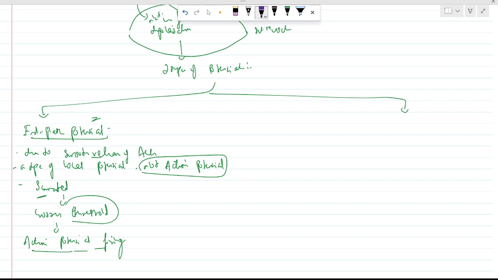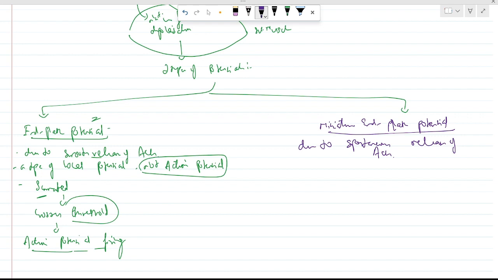The other type of potential developed here is miniature end plate potential. Okay, this is due to spontaneous release of acetylcholine. Acetylcholine is released spontaneously in very quick successions. There is no smooth release. This is also a type of local potential, and none of the features of end plate potential are present here.